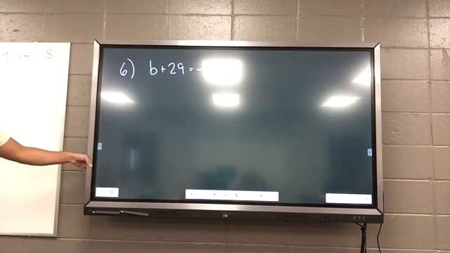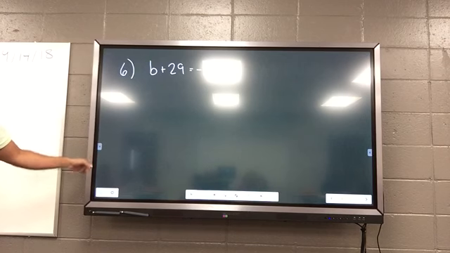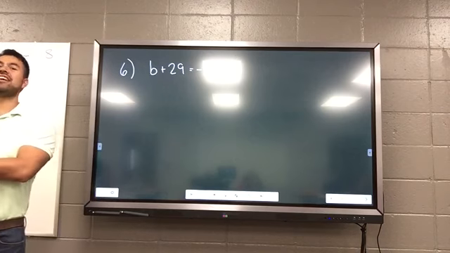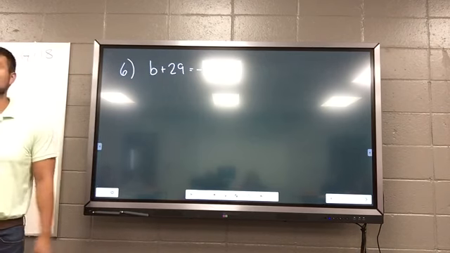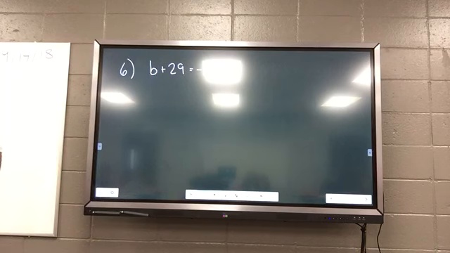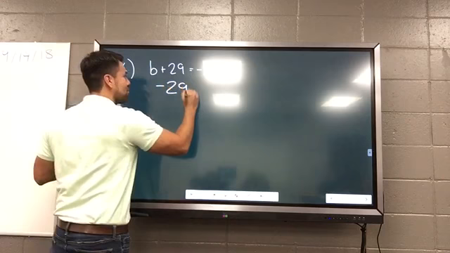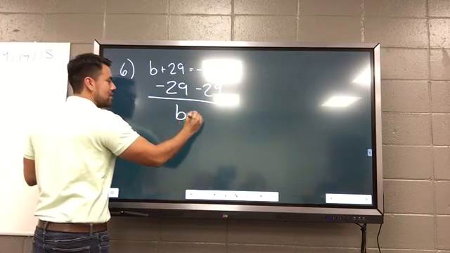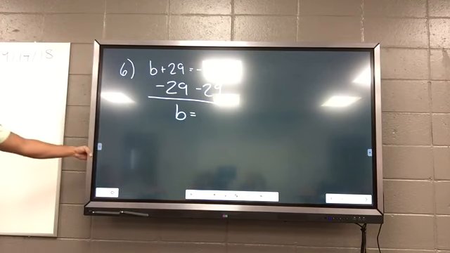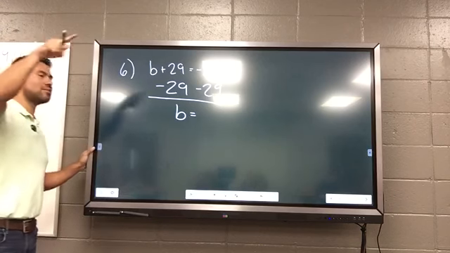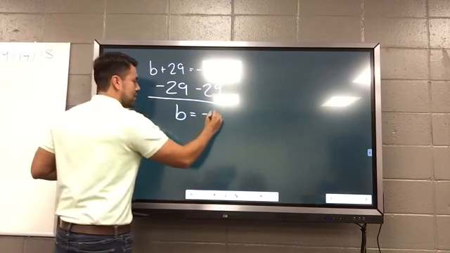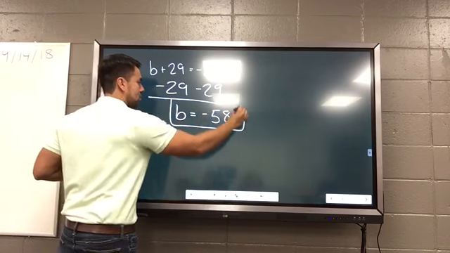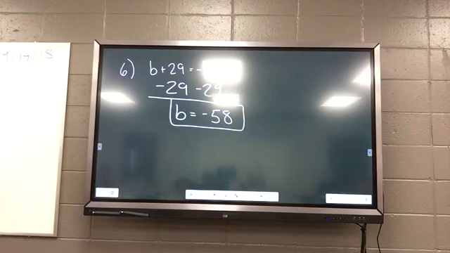Okay, Elizabeth, what kind of equation is this? An addition equation. Bella, what do I subtract from both sides? Okay, I'm going to subtract 29 from both sides. b plus 29 minus 29 is b. And then what's negative 29 minus 29? Negative 58, not 0.